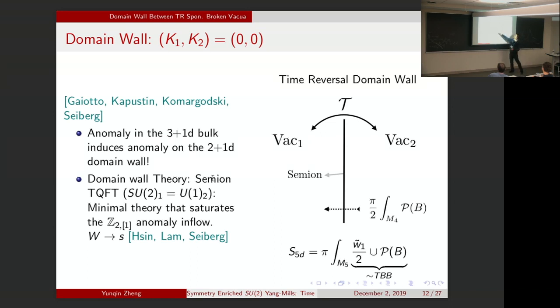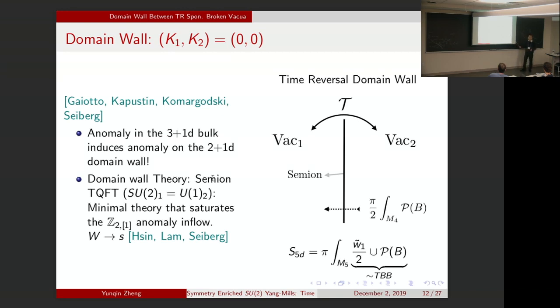And now let's first discuss the case when there is a trivial symmetry fractionalization, k1, k2 equal to 0. We need to understand that the anomaly in the bulk induces an anomaly on the domain wall. So how is that? Because there are two vacua, we can consider a special configuration where to the left side of the space we have vacuum 1, and on the right-hand side we have vacuum 2. So in between there is a domain wall. We know that there is a mixed anomaly between time reversal and the one-form symmetry, which means that if we start with a wave function on vacuum 1 and do a time reversal transformation, we get a wave function on vacuum 2. But these two wave functions are not identical. They are identical only up to a phase.